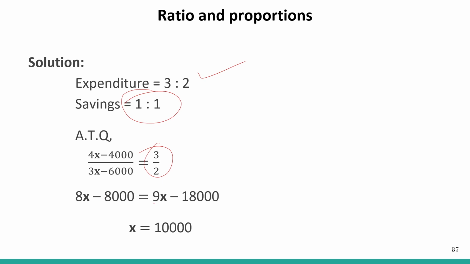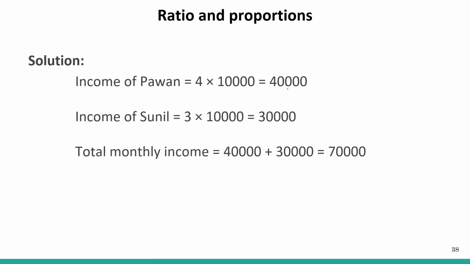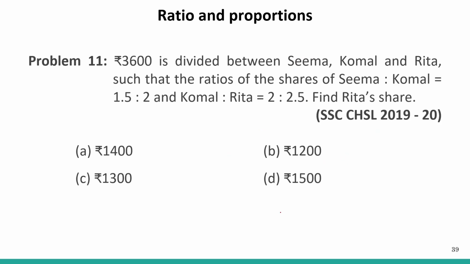So according to the question, 4x minus 4,000 by 3x minus 6,000 is equal to 3/2. So 8x minus 8,000 is equal to 9x minus 18,000. So x becomes what? 10,000. So the income of Pawan becomes 4 into 10,000, that is 40,000, and the income of Sunil becomes 3 into 10,000, that is 30,000. So the total monthly income becomes what? 40,000 plus 30,000 is equal to 70,000. So let's see problem number 11.